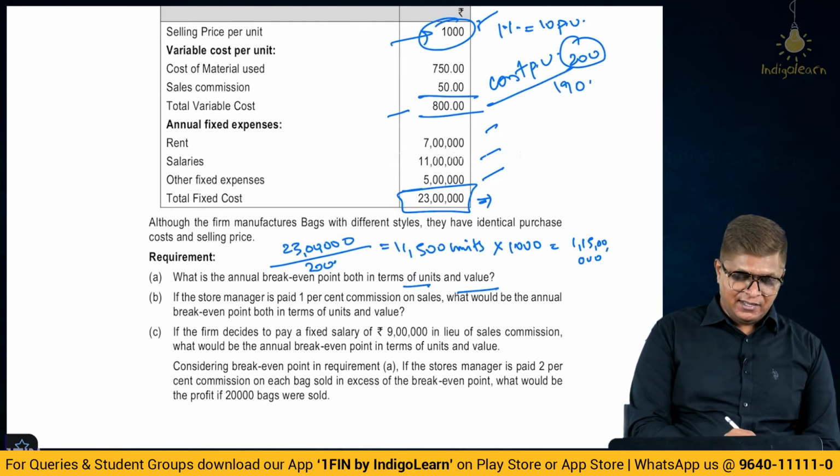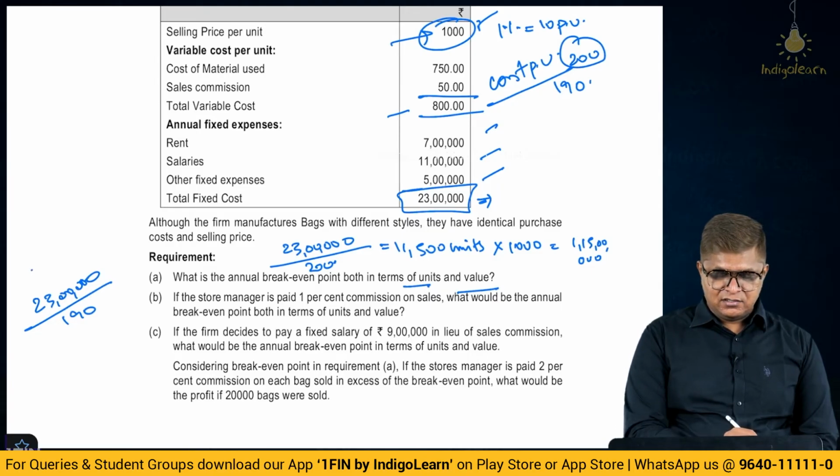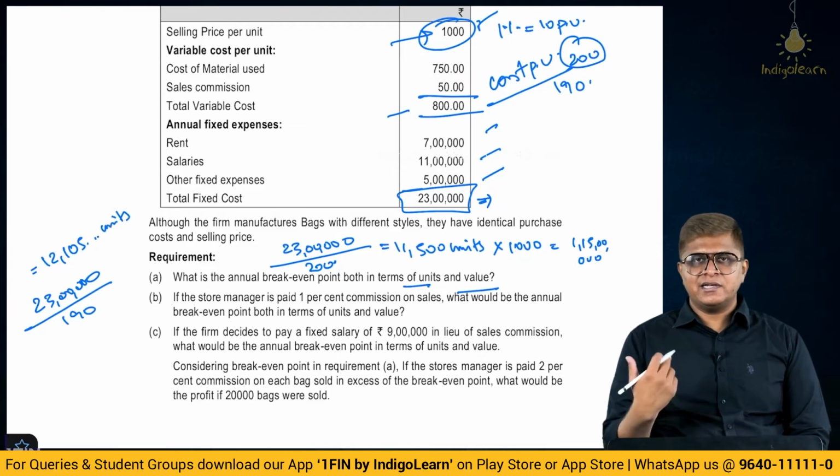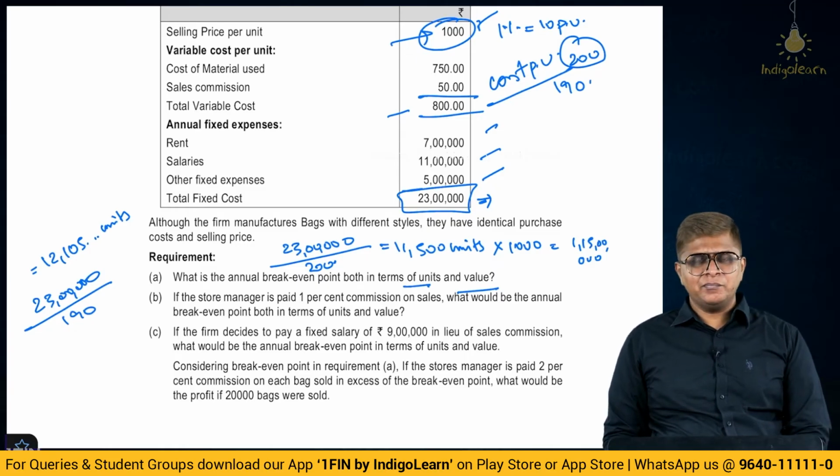It will be 23 lakhs divided by 190. So 23 lakhs divided by 190, we will get the break-even point as 12,105 point some change units, and if we multiply it by 1000 rupees, we will get the break-even point in rupees. So a very simple question.